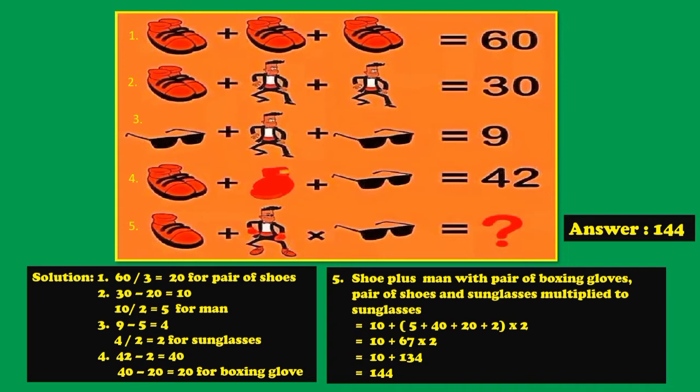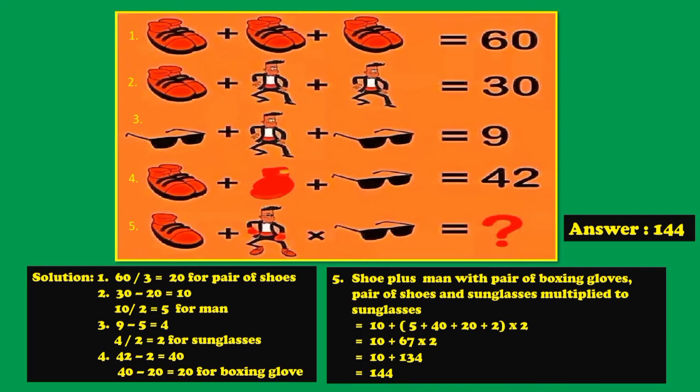Now in the fourth row, we have 42 as the value. Since we have a pair of shoes, which is equivalent to 20, I just subtract the 2 for the sunglasses. So 42 minus 2 is 40. Then 40 minus 20 for the pair of shoes, so the difference is 20 for the boxing glove, because we wanted to get the value of the glove. Now, what would be the answer in the fifth row?